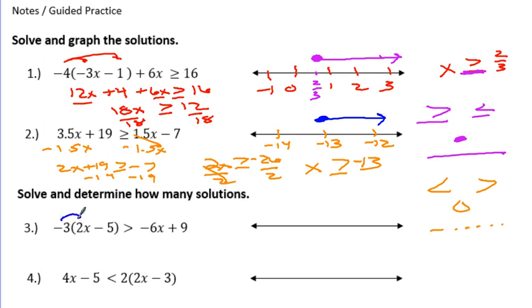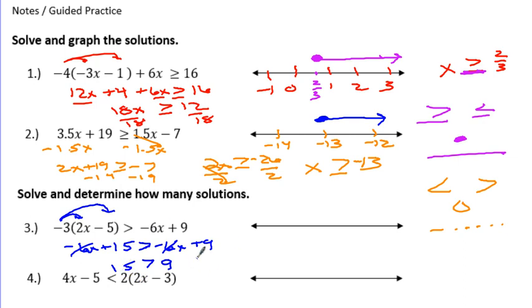Okay, so these ones are more unique scenarios, which is fine. So negative 3x, no, I'm sorry, negative 3 times 2x is negative 6x. Negative 3 times negative 5 is positive 15. So I'm left with positive 15 is greater than negative 6x plus 9. Right away we notice that these variables are going to cancel out, and I get 15 is greater than 9. So the question is, is 15 greater than 9? Is this a true statement? And the answer is yes, 15 is always greater than 9.